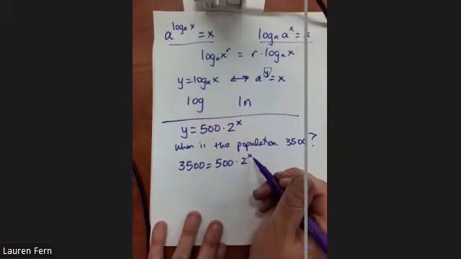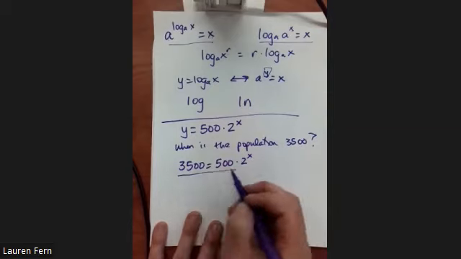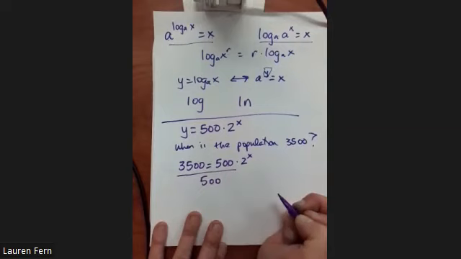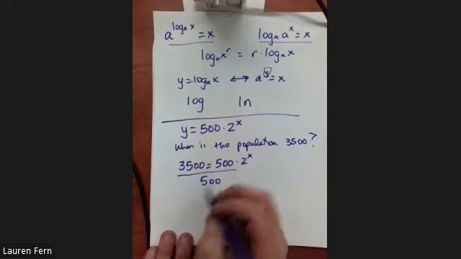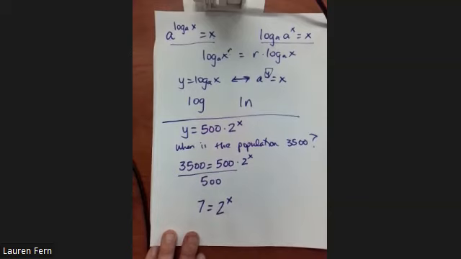Well, what was the first thing that we would do? We would first get this alone. So we divided both sides by 500. 3,500 over 500 is 7. And we were trying to solve this. Are you ready? You're all going to sleep really well tonight because now you're going to know how to do it.